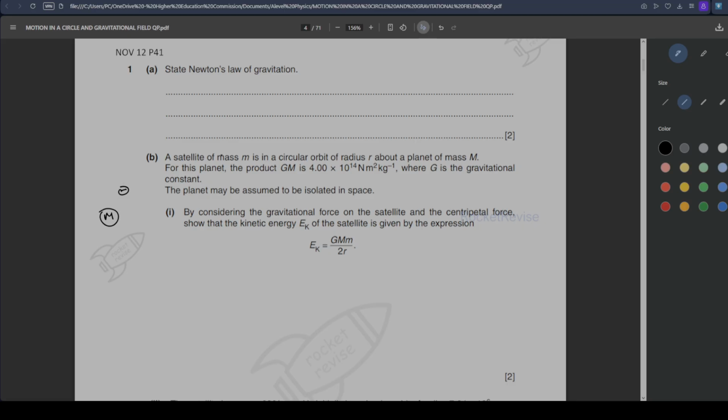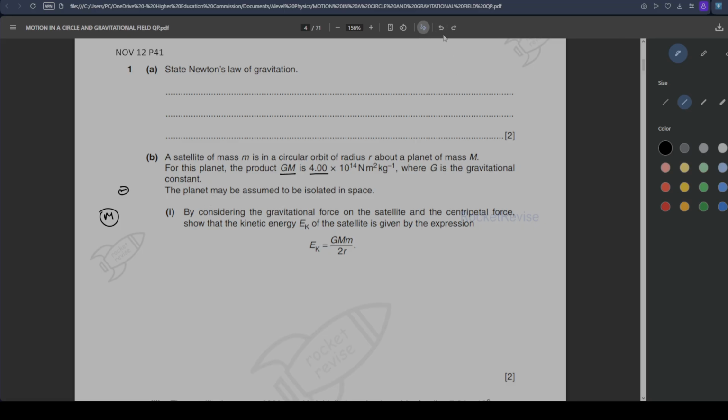And it's in a circular orbit जिसका उन्होंने हमें रेडियस वगैरह नहीं दिया. They've just given us the value of GM. ठीक है. And for this planet the product of GM is 4.0 into 10 power 14 newton meter squared kg negative 1, where G is the gravitational constant. The planet may be assumed to be isolated in space.